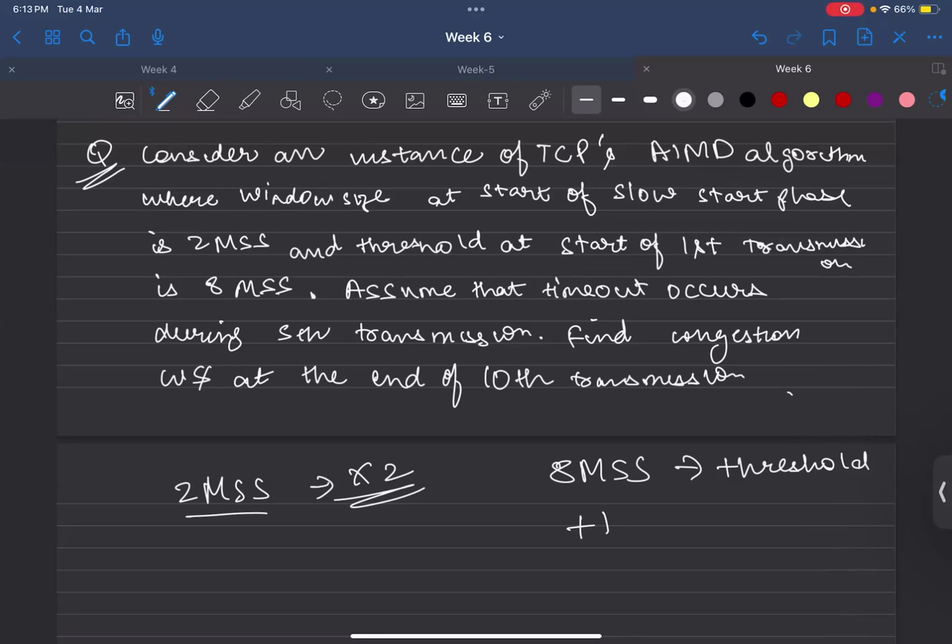I hope others are also solving. If you don't know, don't worry. I'll start after 2 minutes, so that the students who know have some time to solve it. Then again we'll start with slow start after the 5th transmission, and after reaching the 10th transmission, we have to find the congestion window size at the 10th transmission. That is our main motive.